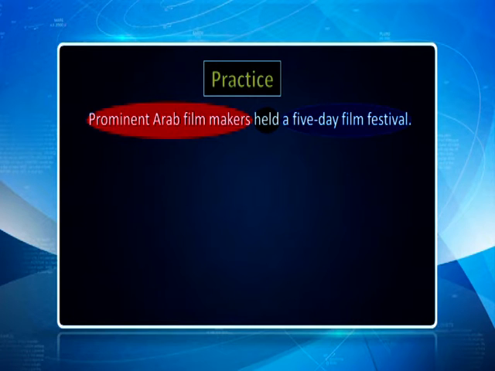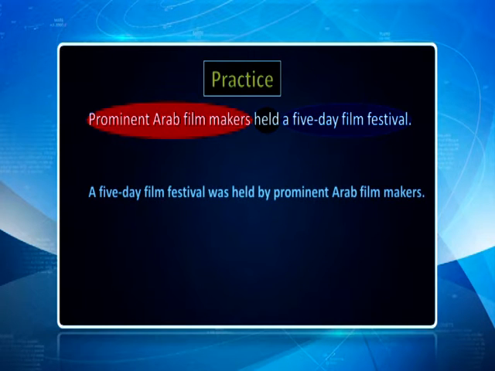Again, we start with the object and then the verb, and we decide on the subject whether to mention it or not. And the sentence becomes: a 5-day film festival, which was the object in the original sentence. Was held is the formation of the verb. Held becomes was held by prominent Arab filmmakers, because it is important to mention who held the festival. It is prominent Arab filmmakers, not other parties or people.